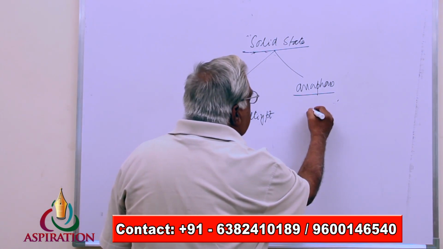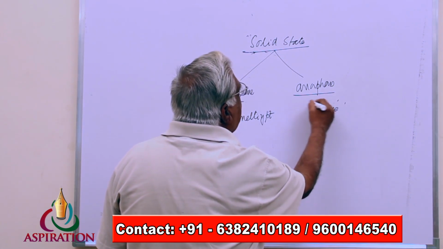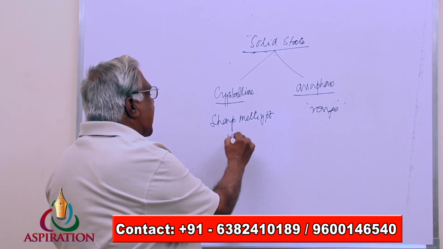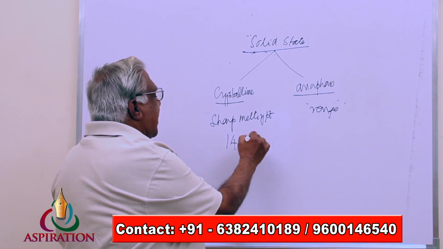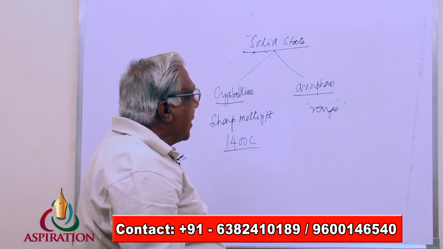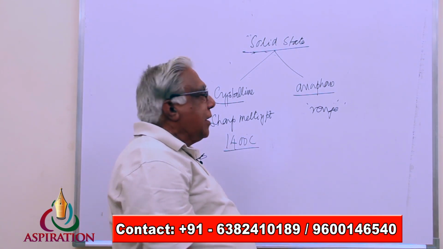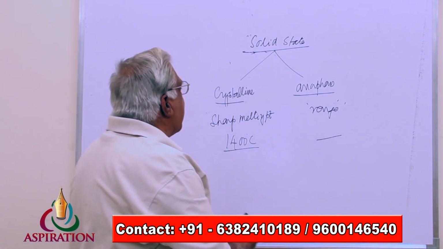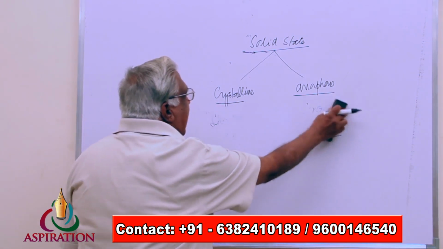So amorphous solids melt over what you call a range of temperature. You take any solid, supposing you take solid sodium chloride, it sharply melts at 1400 degrees centigrade. Whereas if we take a glass or rubber, it melts over a range of temperature. That is the major difference between a crystalline solid and an amorphous solid.